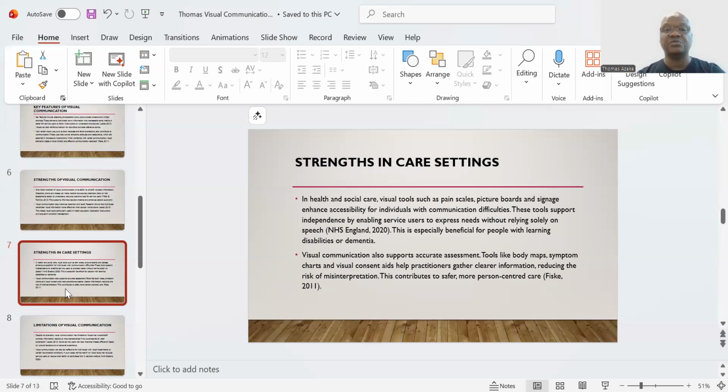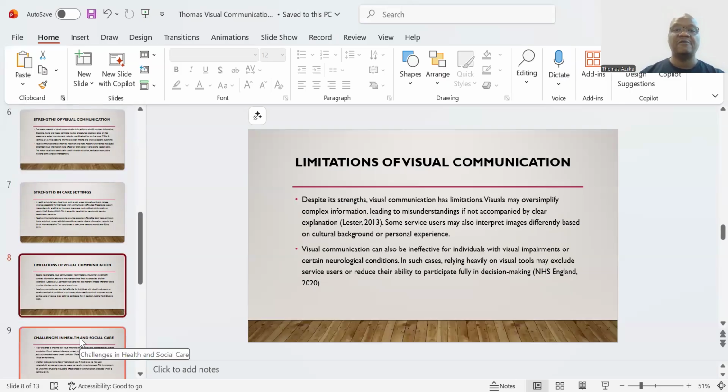Visual communication also supports accurate assessment. Tools like body maps, symptom charts, and visual consent aids help practitioners gather clear information, reducing the risk of misinterpretation.